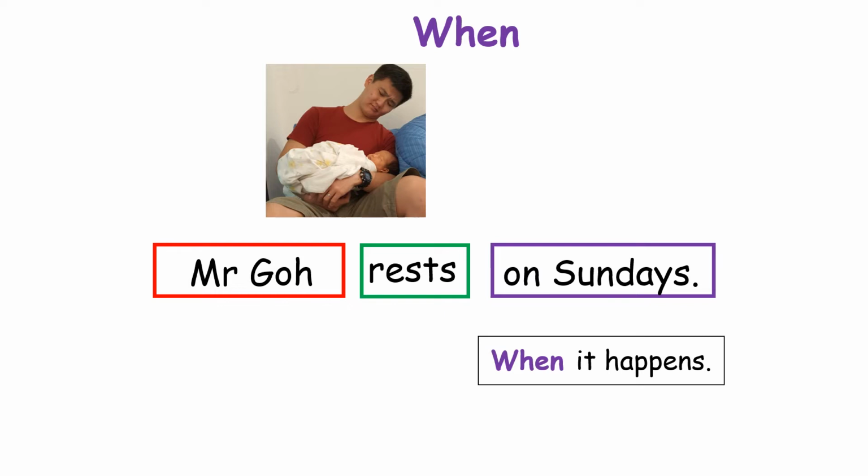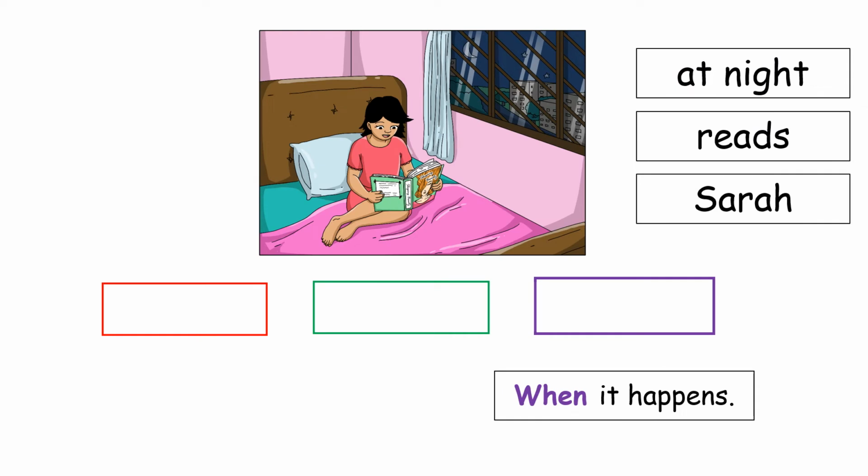Try this example on your own. The keywords are at night, reads, Sarah. Place the words in the boxes below. So, what is the subject in this story? Sarah. What activity is she doing? Reads. And when did this happen? At night. So this is a sentence structure you can use and it tells you when it happens.